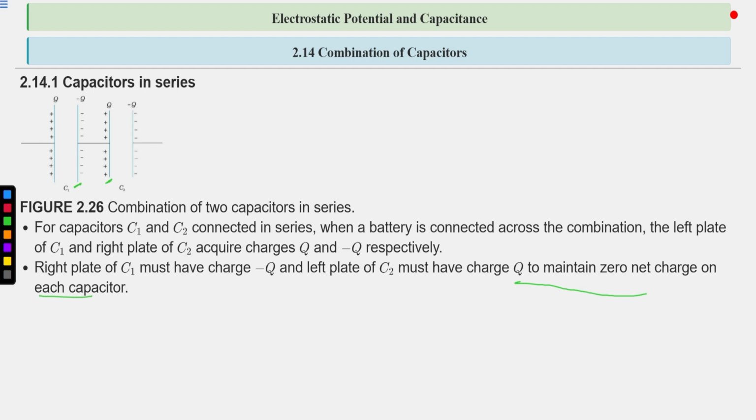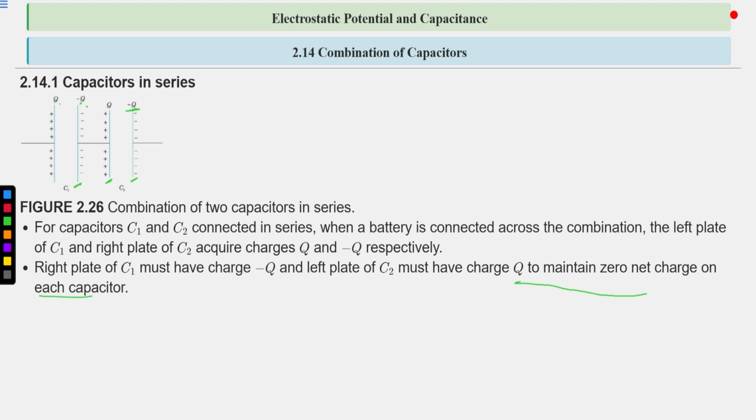If the left plate of C1 is at positive Q due to connection with the positive terminal of the battery, and the right plate of C2 is connected with the negative terminal of the battery and requires minus Q charge, then the right plate of C1 should have minus Q charge and the left plate of C2 must have plus Q charge, so that the net charge on the capacitor will be zero.